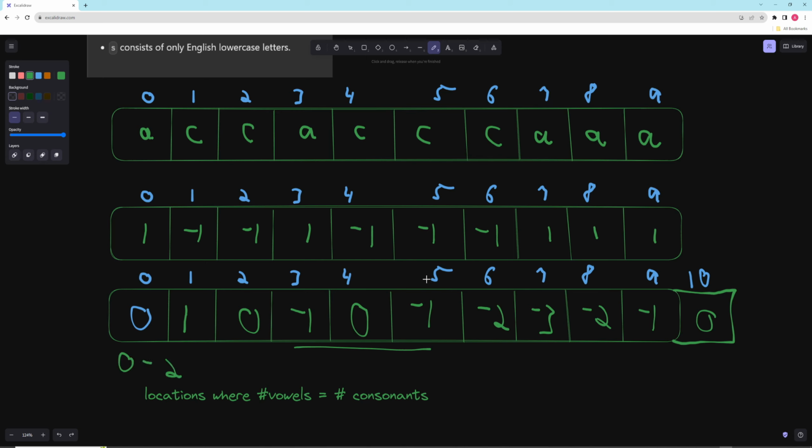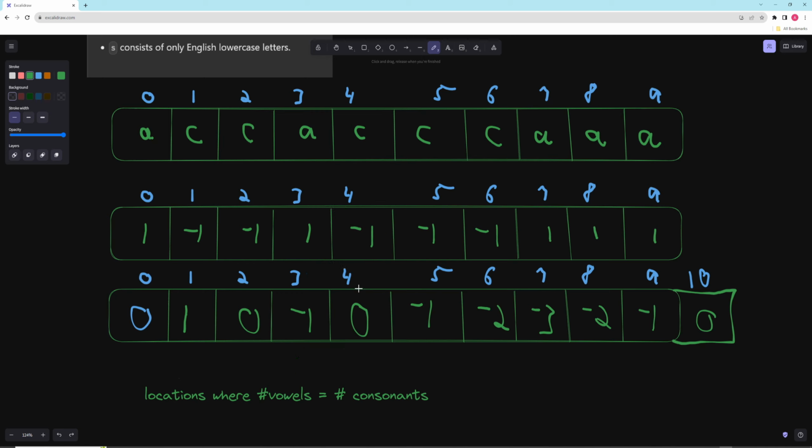This is a substring of length 5. So this contains characters 0 to 4. So the difference here should have a subarray sum of 0. So that's going to be characters 3 and 4. So if we look at characters 3 and 4, that does indeed have a subarray sum equal to 0.